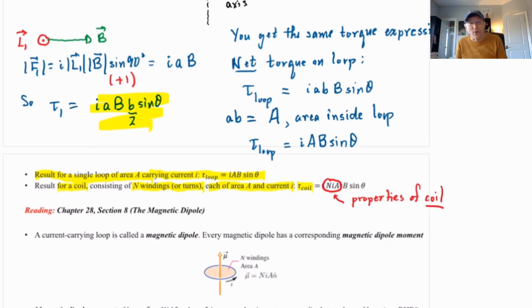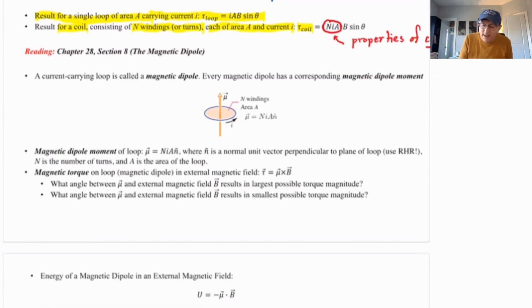Properties of the coil. B is a property of the magnet, which is a separate thing. Okay? And that's an important point now, because I'm going to show you with one more section in chapter 28 how to combine what we've got here for the torque on the coil with one more idea.